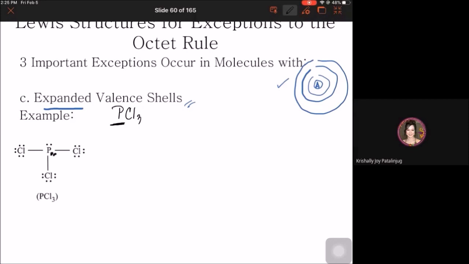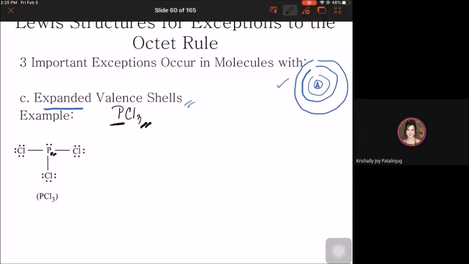By the way, sa mga exception to the rule, si central atom ang pinupunto natin dito. Ang mga central atom mula electron-deficient atom, hanggang odd electron, hanggang dito sa expanded valence shell, si central atom. Tingnan, si phosphorus, di ba? 8 lang yung surrounding electrons. So, hindi pa yan nag-expand, kasi yung given lang is phosphorus trichloride. Okay lang to, na-attain niya yung octet.